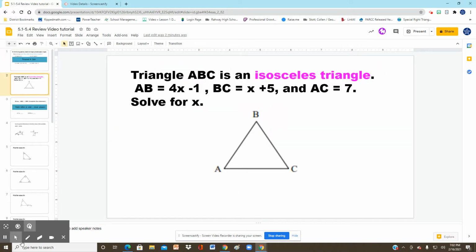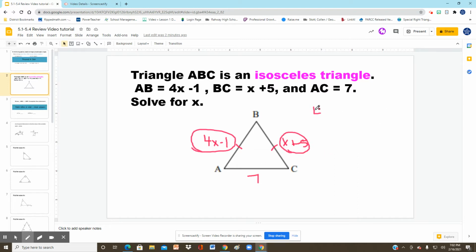The very first thing is I can see that we have the term isosceles, so I know right away that these two sides are equal. I'm going to then go in and label my sides. So I have 4x minus 1, x plus 5, and 7. Since I have an isosceles triangle and I want to solve for x, I know that these two sides with the tick marks are congruent, so I'm going to use them to make an equation.